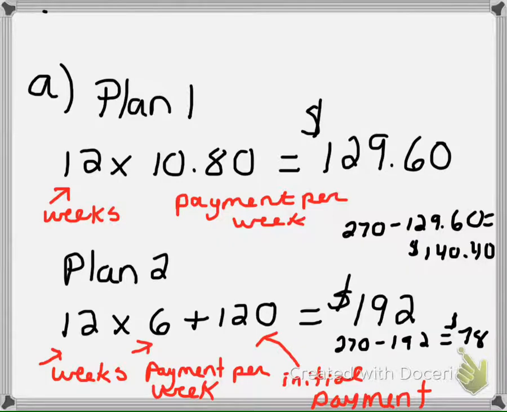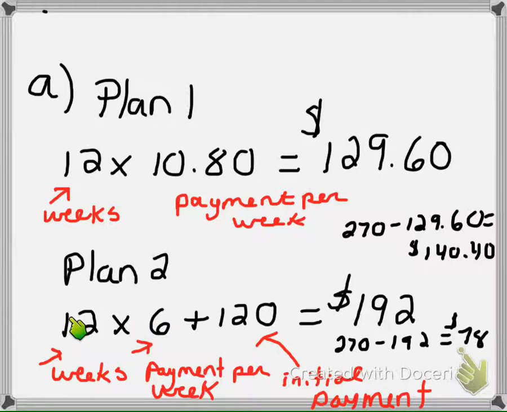So for plan 1, if you took 12 weeks and multiplied by the amount of money you're paying per week, then you'd get $129.60. That's how much you've paid so far. Your total cost for the skateboard is $270. So now you'd take $270 and subtract the amount of money that you paid after 12 weeks at $10.80 a week, and that'd give you $140.40. So that's how much you still owe after that amount of time.